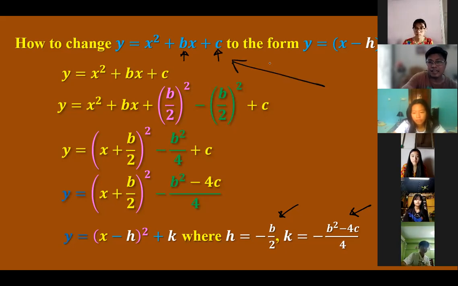So, horizontal translation is minus b by 2, and vertical translation is minus b square minus 4c over 4.